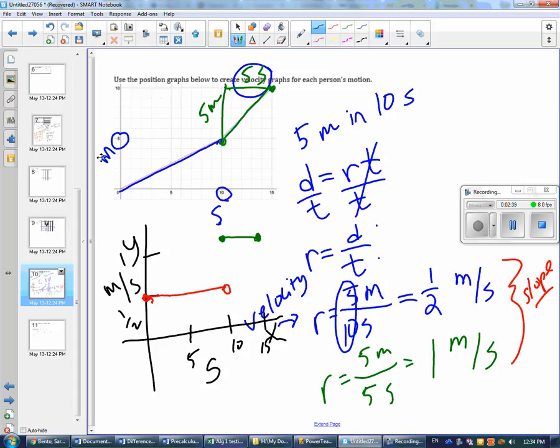Notice this open and closed circle, I could have switched them. There's no rule about where they have to be, just one has to be open and one has to be closed.